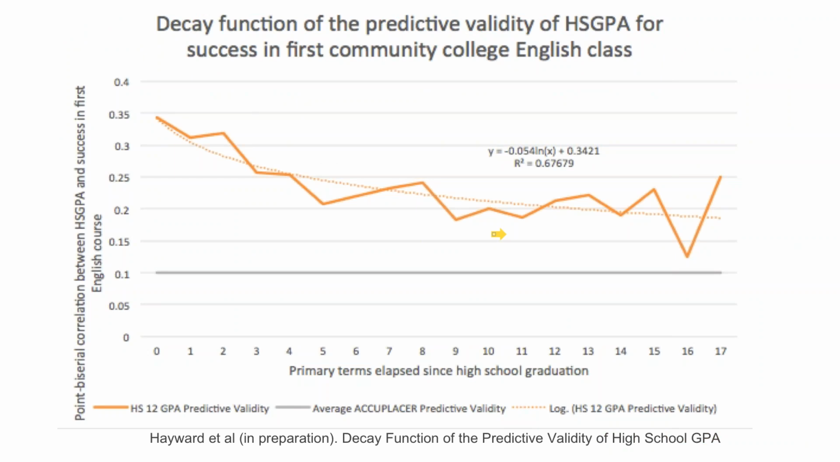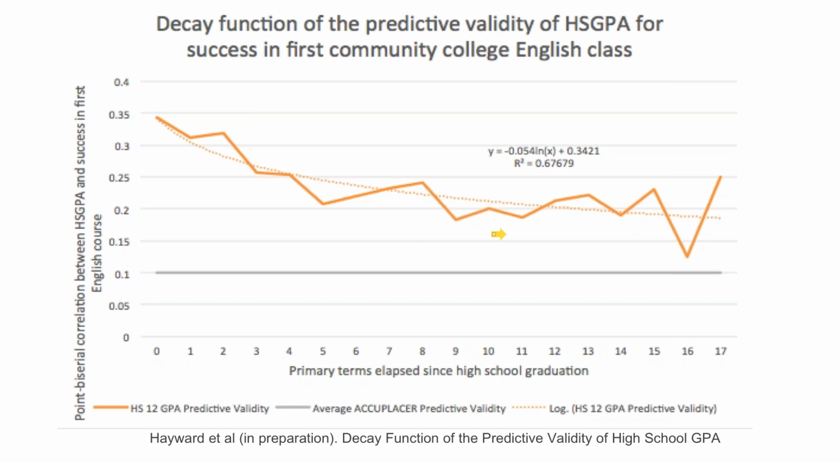And so we were able to get some data for Accuplacer from a large subset of our colleges. And what you see is the correlation here between high school GPA and performance in your first community college English class by semester. So we start to run out of data in about 8 years, but you can see it's asymptoting around a correlation of about 0.2-ish. The thing is, the gray line there is the predictive validity, is the correlation between performance on Accuplacer and students' performance in their first community college English class.